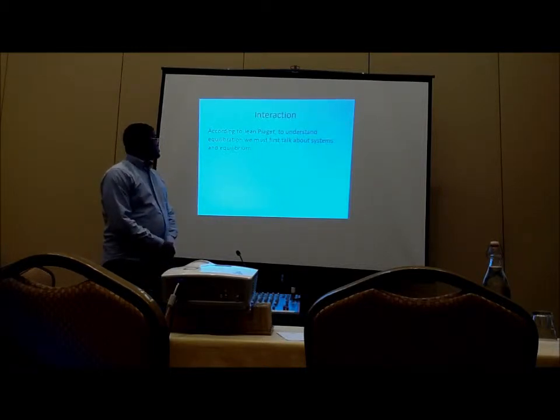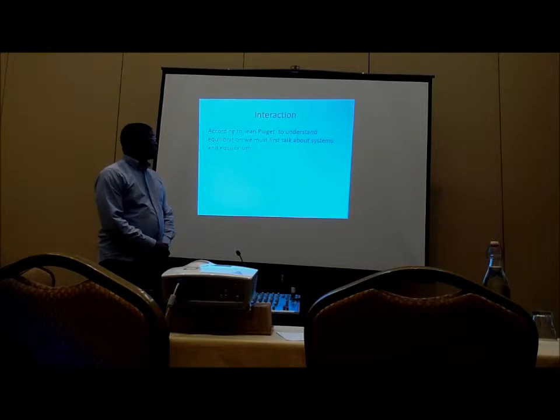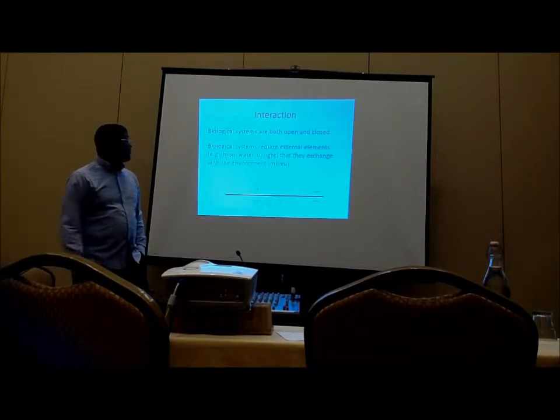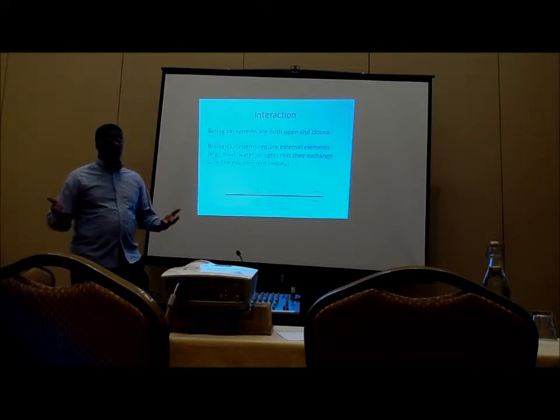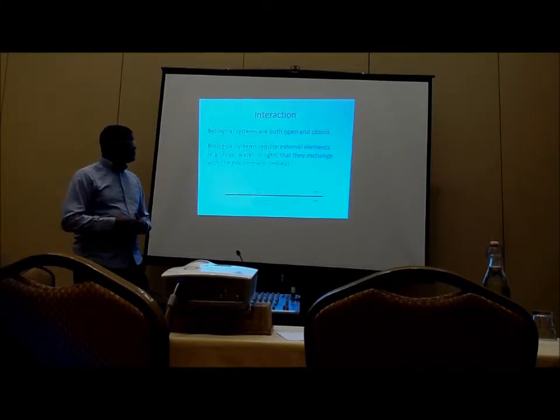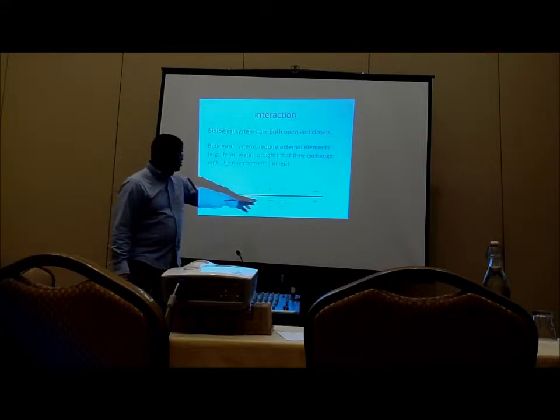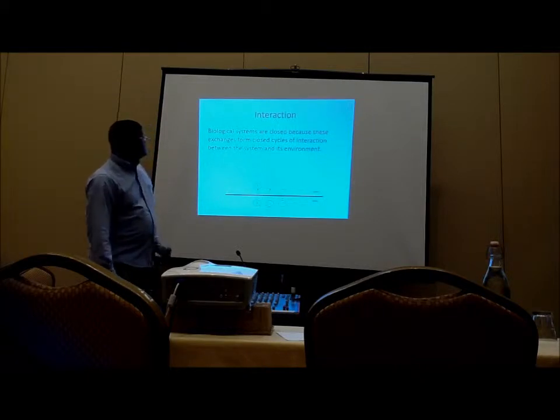So, according to Jean Piaget, to understand equilibration, we must first talk about systems and equilibrium. Biological systems are both open and closed. Biological systems require external elements, for example, food, water, light in the case of plants, that they exchange with the environment or the milieu. Here we can see some external elements and internal elements. Biological systems are closed because these exchanges form closed cycles of interaction between the system and the environment.